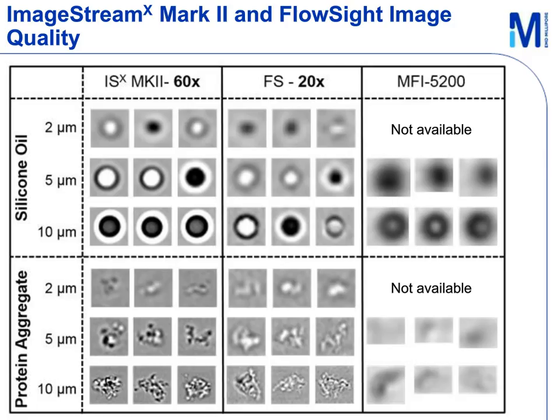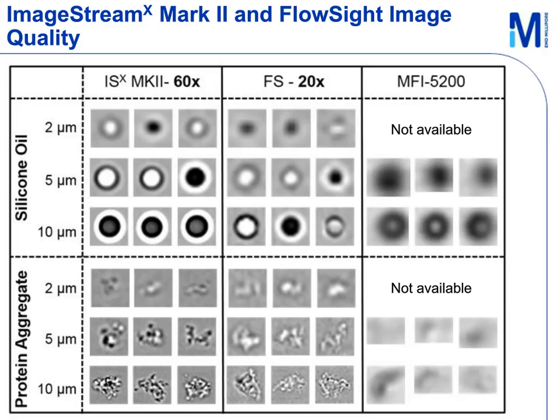If you first look at the ImageStream-X data, you can see that there are clear morphological differences between these two particle types, where the silicone oil droplets are very round and have characteristic concentric rings of high and low intensity, whereas protein aggregates are much more irregular in terms of their shape and texture. What's interesting to note here is that these morphological differences are clearly distinguishable by eye as small as 2 microns.